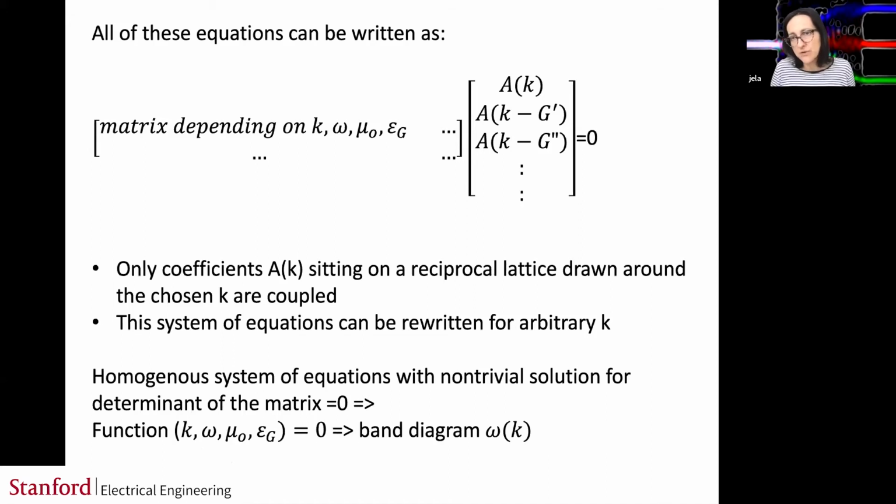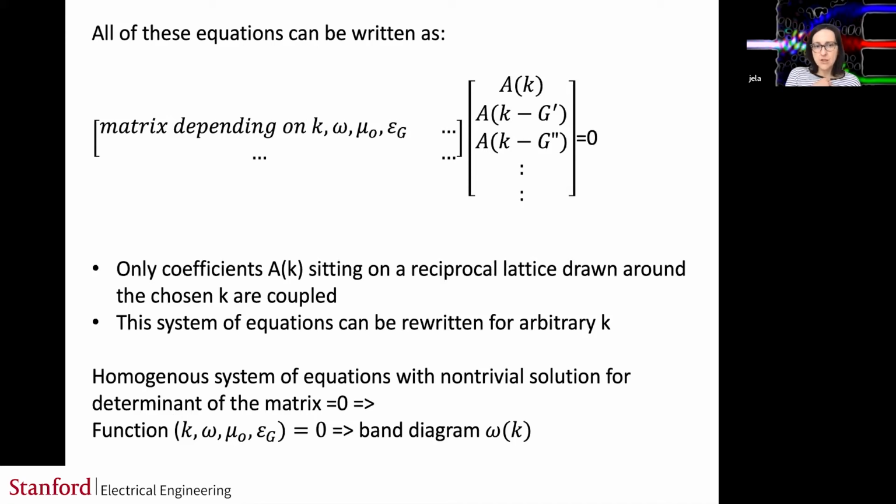Trivial solution for the field would mean that all the Fourier coefficients are 0, and that means the field is equal to 0, but a non-trivial solution for the field means that you have non-zero field in the structure. So this was a lot of math, but let's go back to the beginning to see what this actually means.